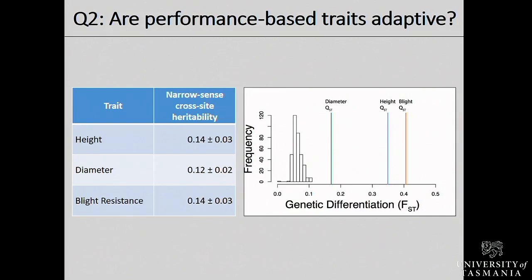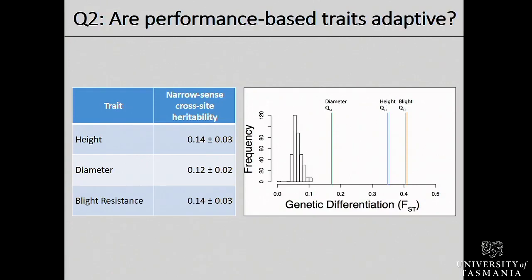In summary, we get low to moderate levels of heritability for these traits, and then we looked at the QST, which is the differentiation of that trait among our populations. Comparing this to the FST, which is based on our SNP markers, we can see that there's significantly greater divergence in the trait, suggesting that they may be under selection.